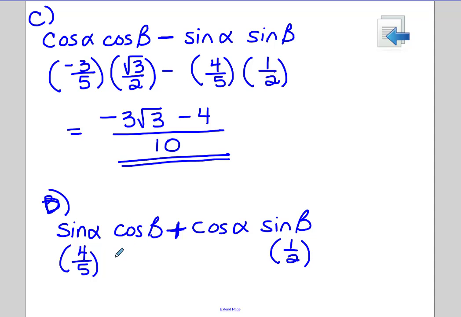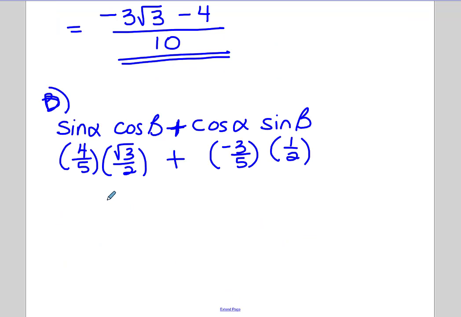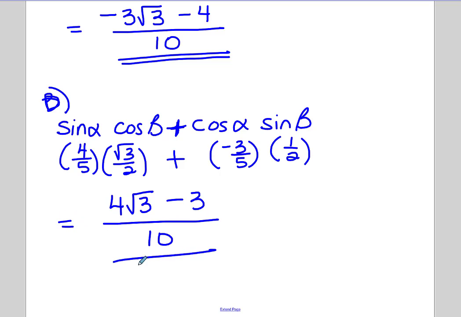The cosine of beta was radical 3/2. And the cosine of alpha was negative 3/5. And we're going to add those together and simplify. So our complete answer, exact answer, is 4 square roots of 3 minus 3 with a common denominator of 10. And that's finding sum and difference by making a sketch and locating the missing information.